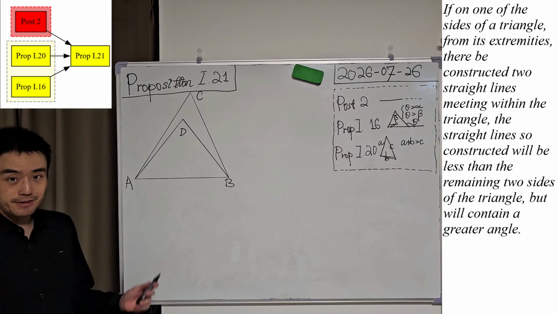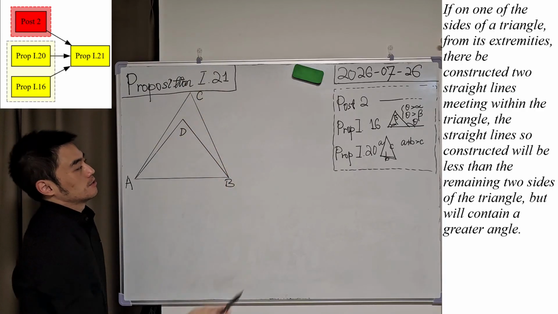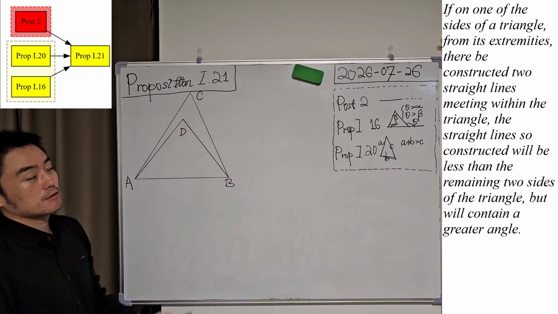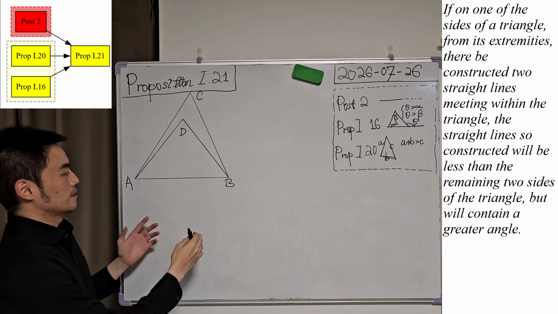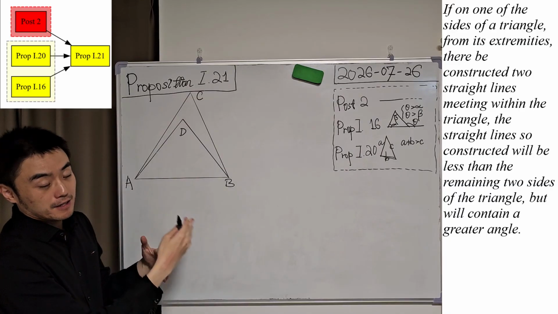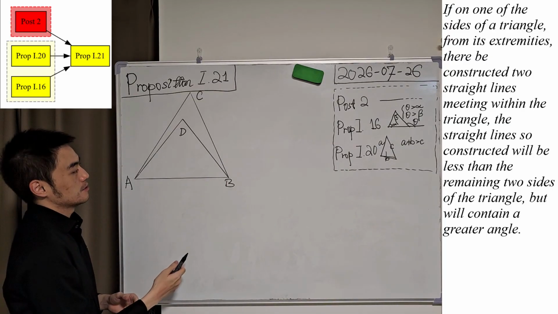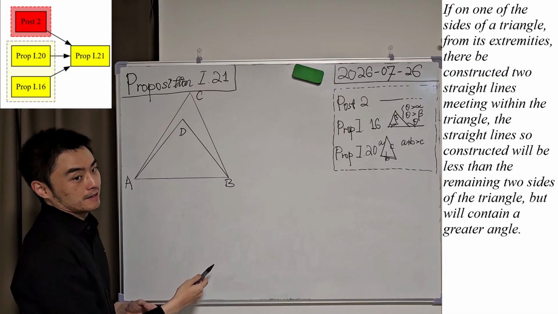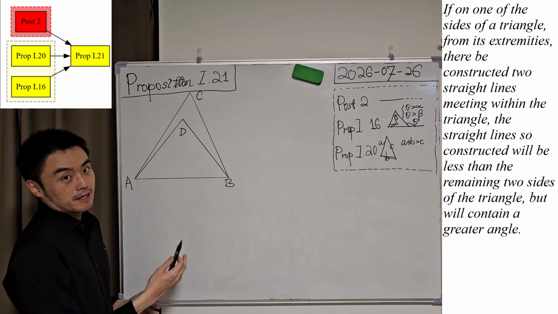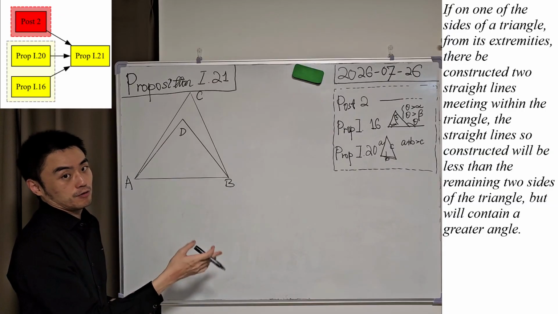Good evening. In this video, we are going to talk about proposition 21 from book 1. This proposition declares that given a triangle, if we construct two straight lines with the same extremity as a side, and they meet each other inside of the triangle, then the sum of these two straight lines will be less than the sum of the other two sides, but the angle contained by these two straight lines will be greater than the angle contained by those two other sides.